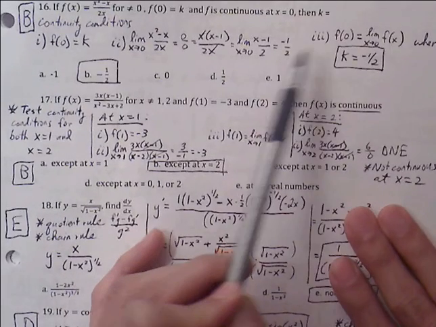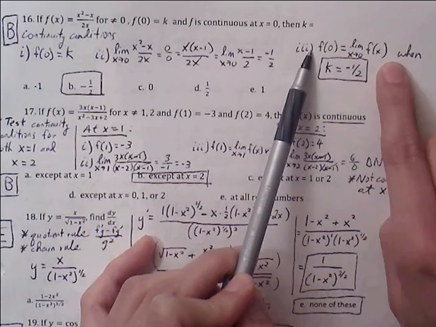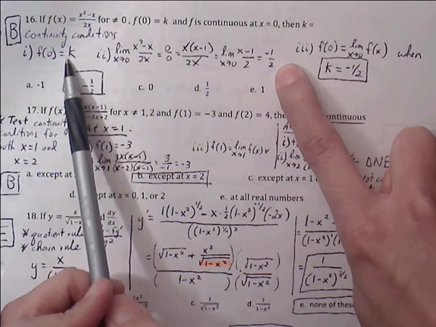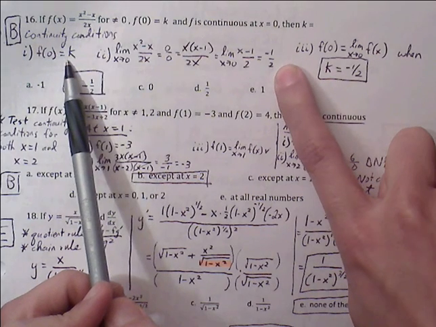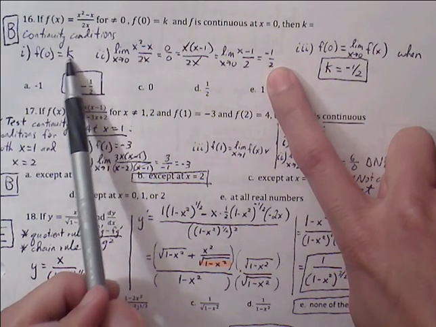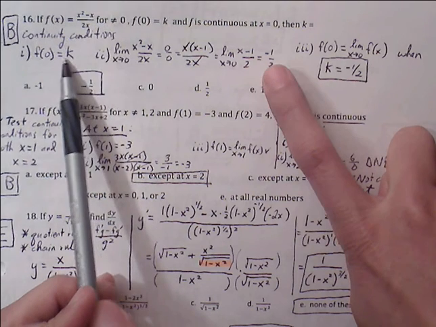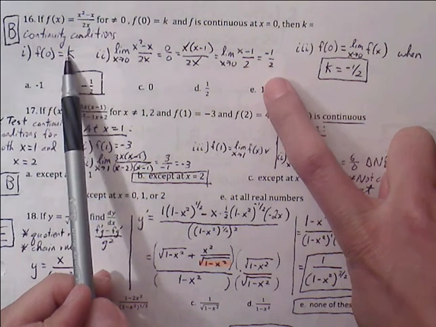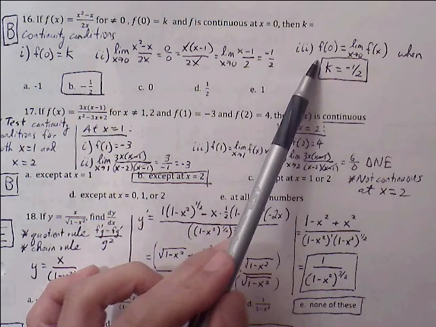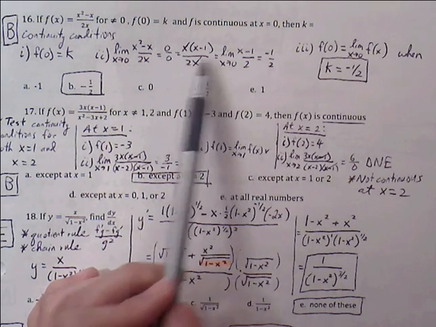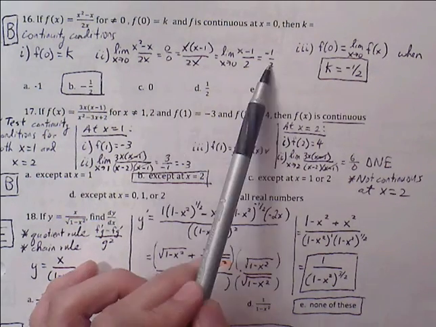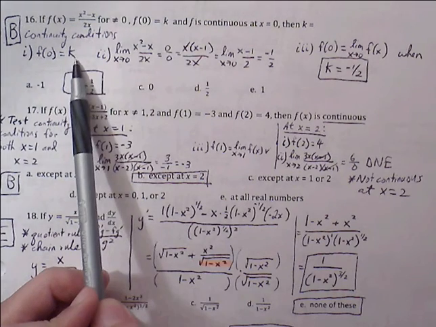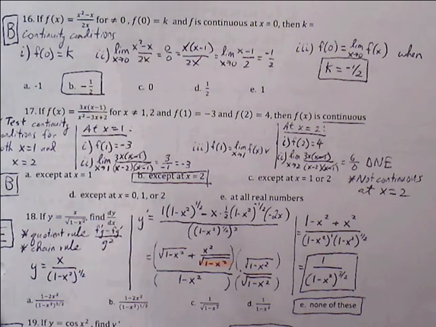So in order for the third condition to pass, the third condition is asking if the first two conditions are equal to each other. So if we allow k to be negative 1/2, then the third condition will pass because the point is being filled in by this ordered pair 0, negative 1/2. Okay, so the answer is B, negative 1/2.